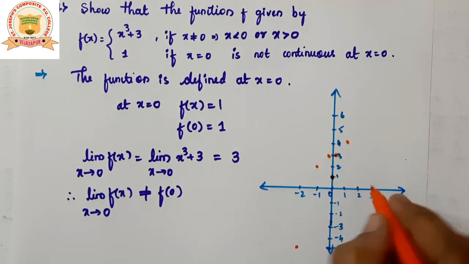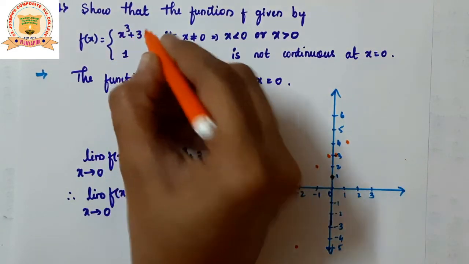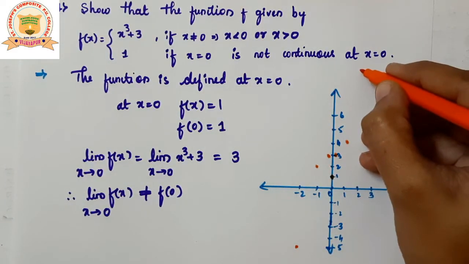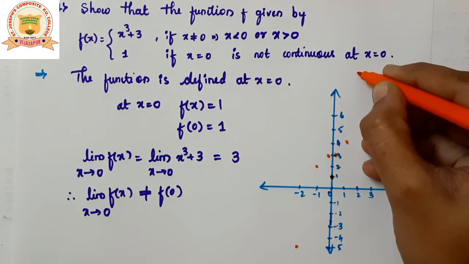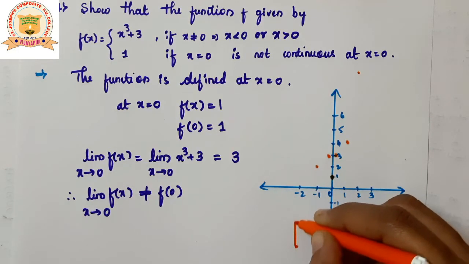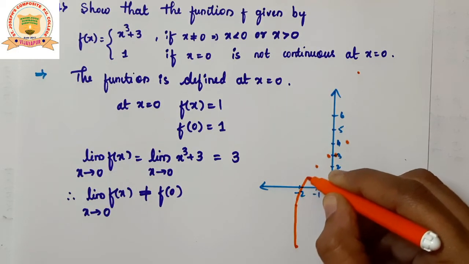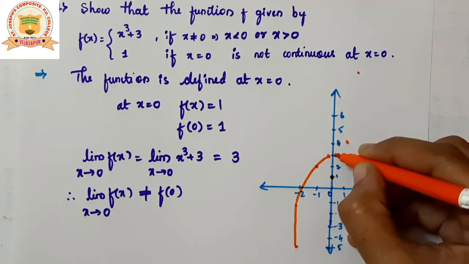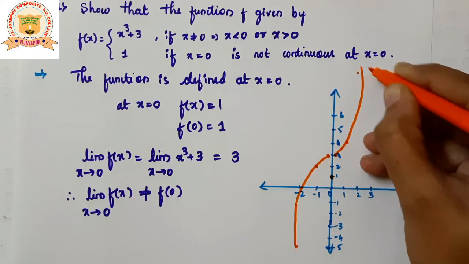Next, for plus 2, 2 cube is 8, 8 plus 3 is 11. For 2, you will get 11 somewhere here. If you join the points of this graph, you will get the graph of this function like this. And here it will continue.